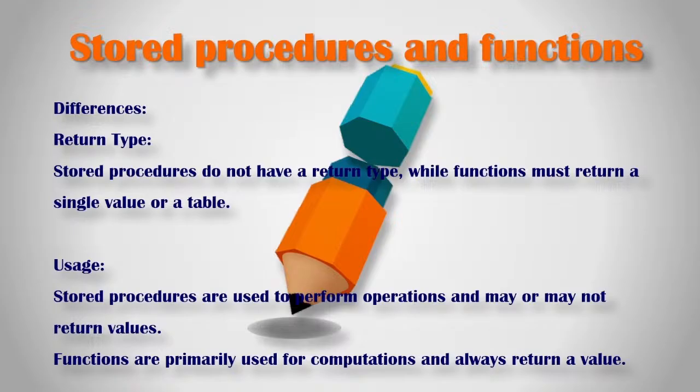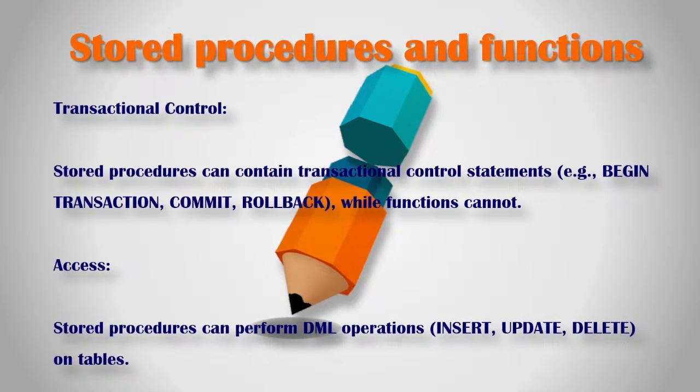Differences. Return type. Stored procedures do not have a return type, while functions must return a single value or a table. Usage. Stored procedures are used to perform operations and may or may not return values. Functions are primarily used for computations. Stored procedures can contain transactional control statements, e.g., commit, rollback, while functions cannot.